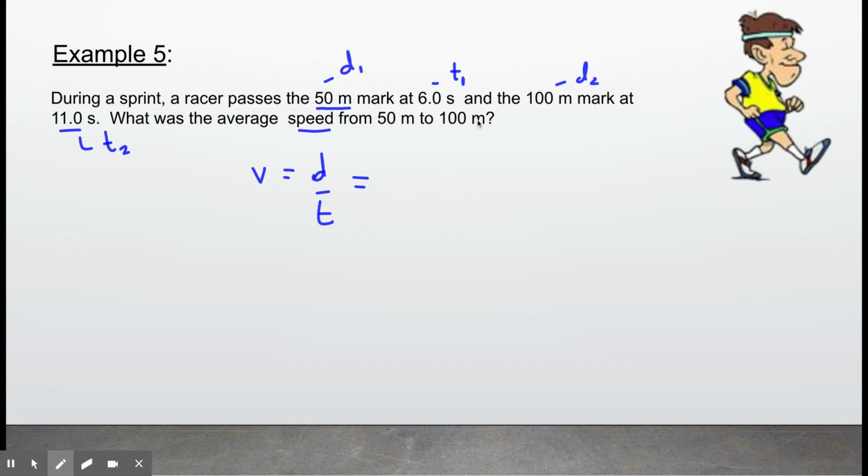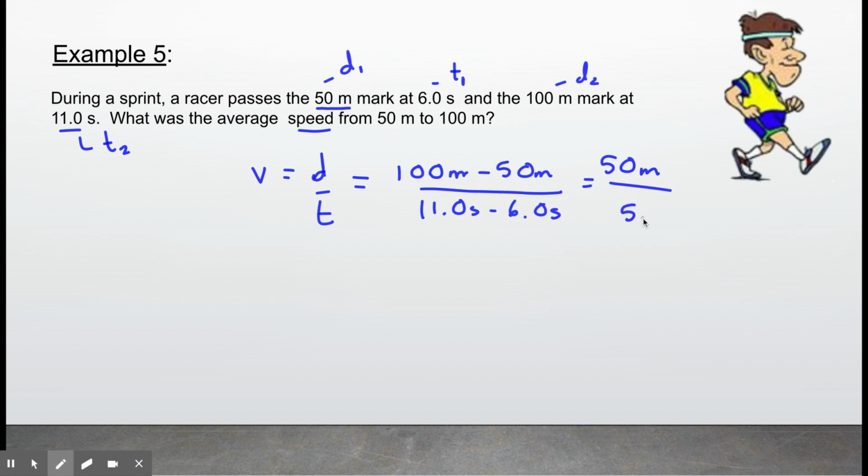So I'm going from 50 meters to 100 meters. So 100 meters minus 50 meters. And 11 seconds is my second time frame, minus 6 seconds. So basically, how much distance have they traveled from 50 to 100, 50 meters, and how long did it take them? 6 seconds to 11 seconds. This is going to take them 5.0 seconds. 50 divided by 5 is 10 meters per second.